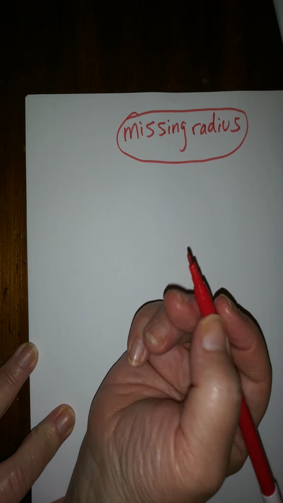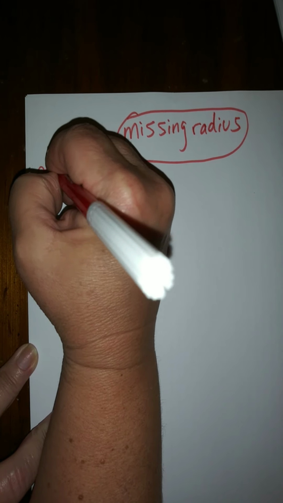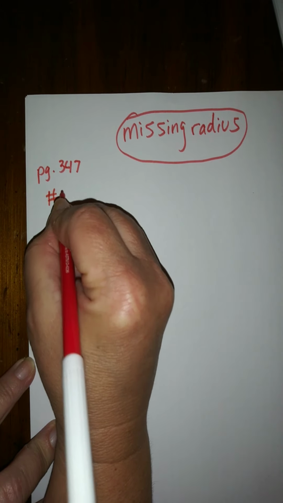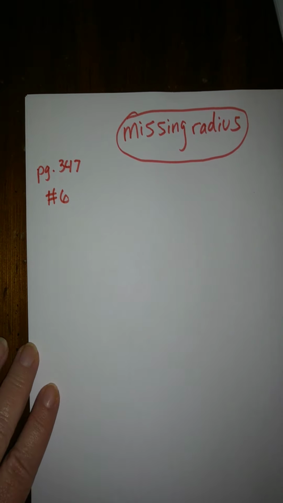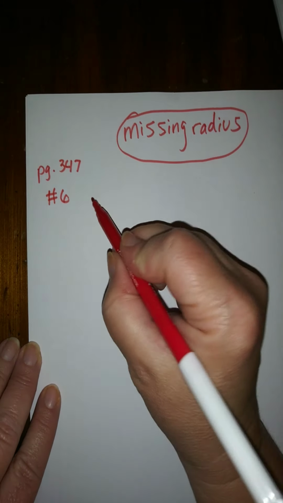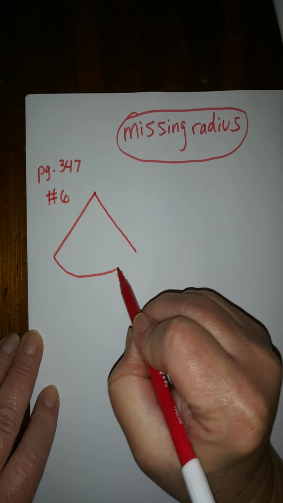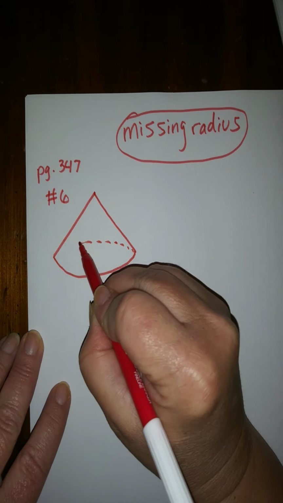Let's draw a picture, and this is actually in the book on page 347. They don't have good examples of this in the book, so I'm just going to go through some of the problems. And the first one I'm going to do is actually number 6. It's some of the problems in the book. Okay, the cone looks like this. It's a big wide cone. Okay, and here we go.